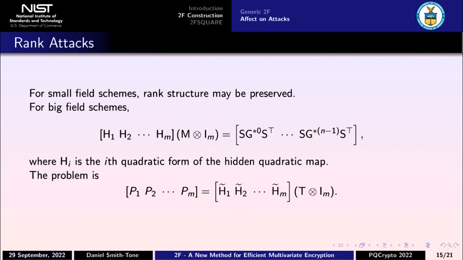In particular, for big field schemes, we note that while there is a linear combination of the quadratic forms associated with the hidden central map, denoted here by H, with coefficients lying in a characteristic P extension field that produces a low rank matrix, the public key is an FQ linear combination of these same matrices with coefficients interpreted in FQ. So in fact, there is a linear combination over a characteristic P extension of FP of linear combinations over FQ that produce the low rank matrix. So min rank attacks don't work here over either characteristic.